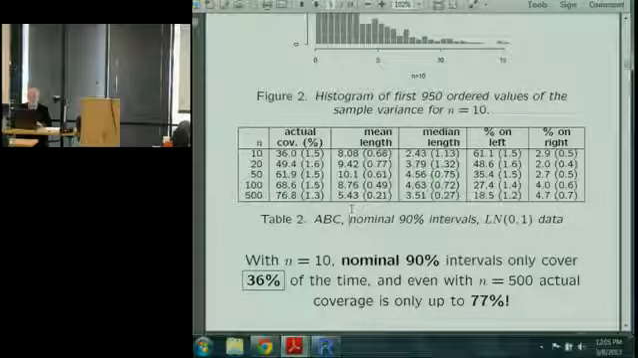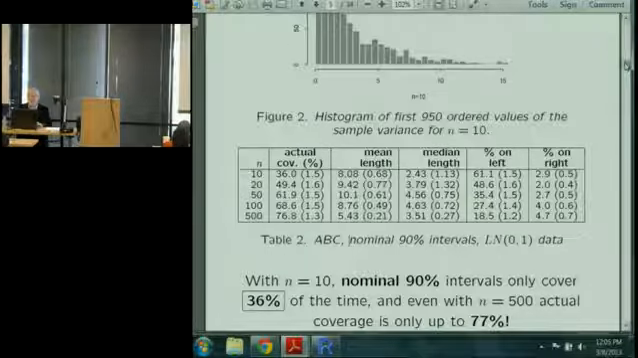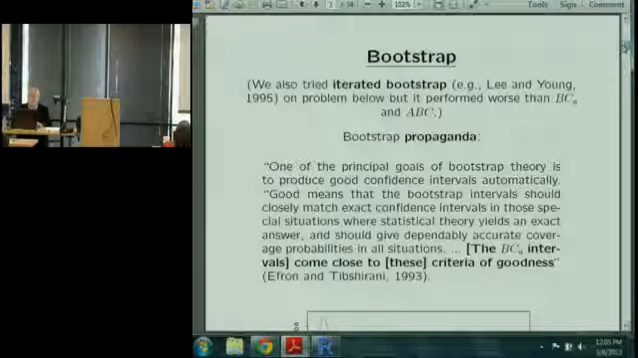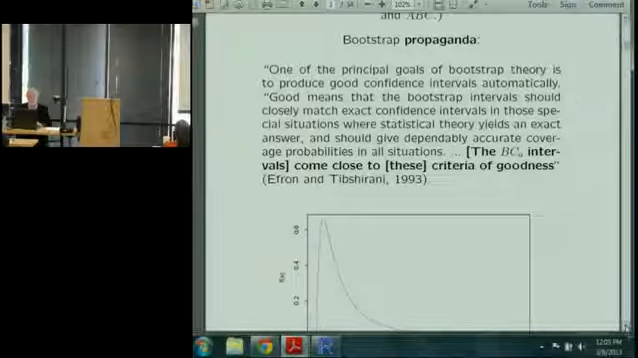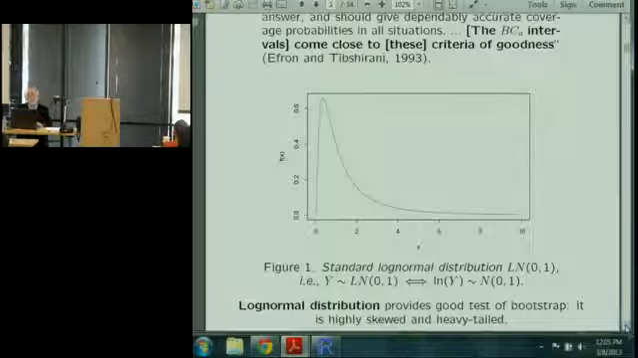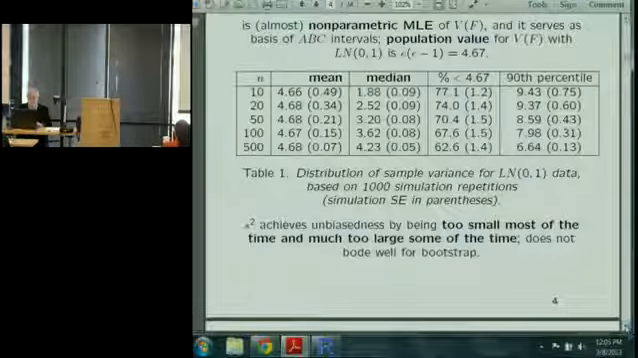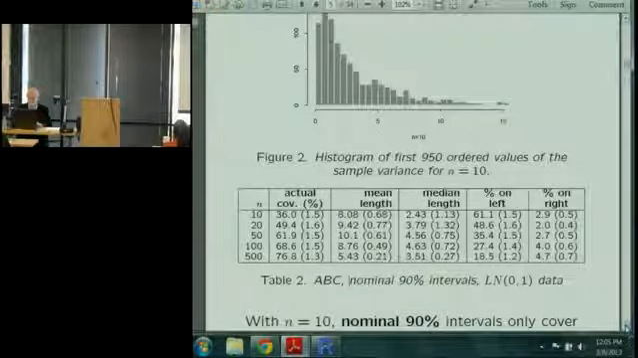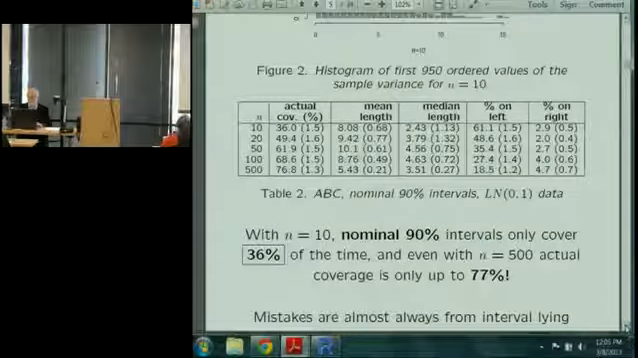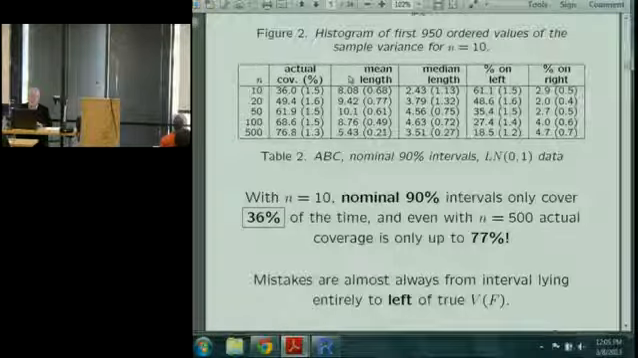So this puts the horse laugh to that paragraph earlier, right? The BCA intervals come close to these criteria of goodness. Well, maybe Efron and Tibshirani would say, except on a set of problems like the one you, Draper, just invented for the bootstrap, right? Maybe that's how they would patch that up. But the bootstrap is not working that well. Well, why not? It turns out that the mistakes, if you work out the mean length and the median length of these intervals, show how the mean length is so much longer than the median length.